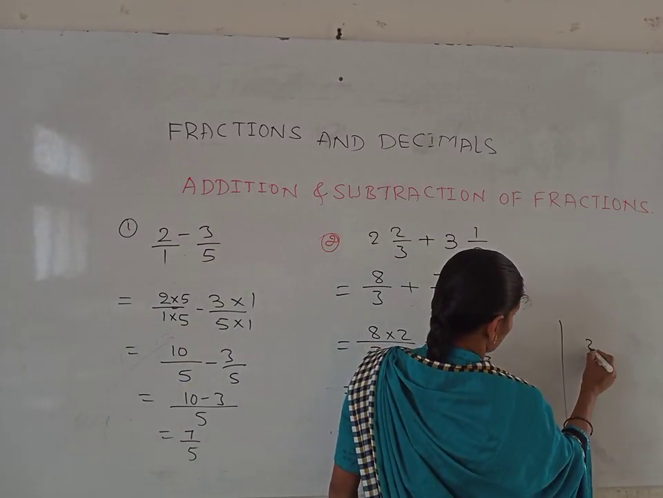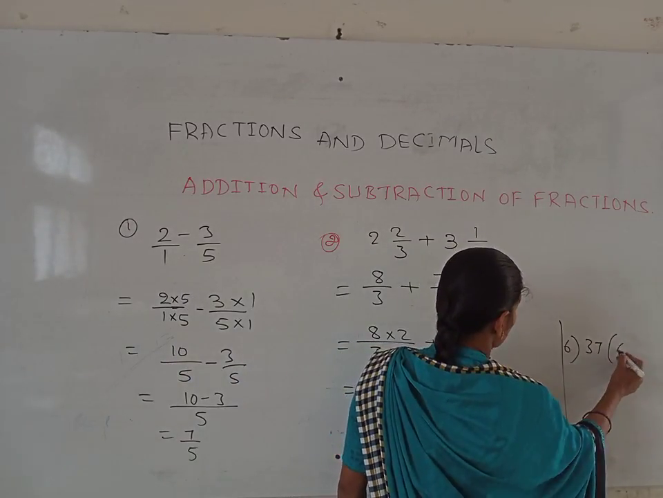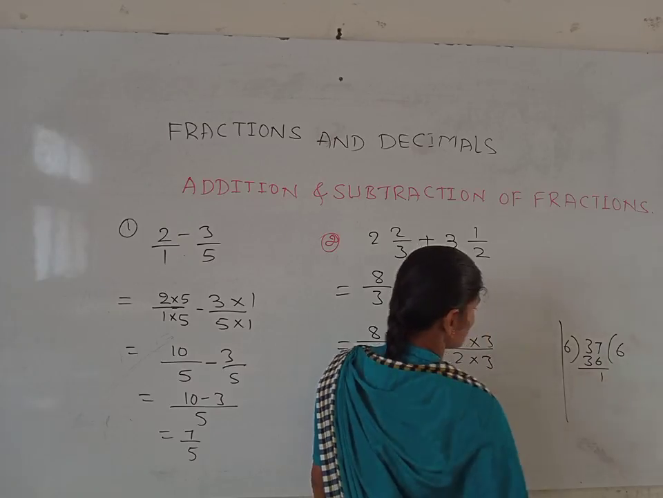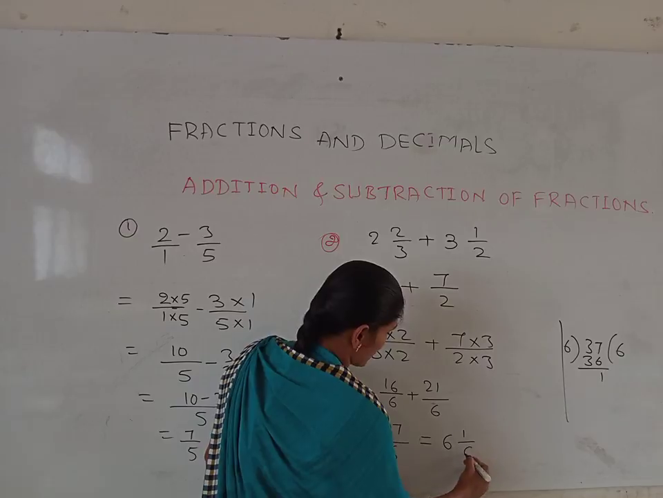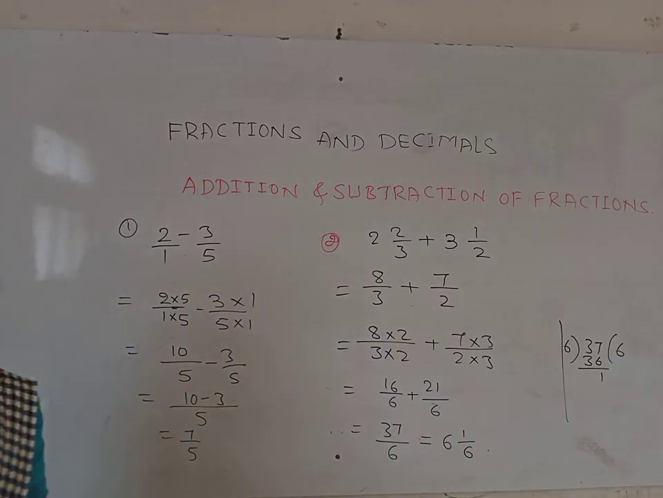How? 37 by 6. 6 6s are 36, 1 is the remainder, so you can write it as 6 integer 1 by 6. So that is the easiest answer. Everyone got the same answer? Yes, good.